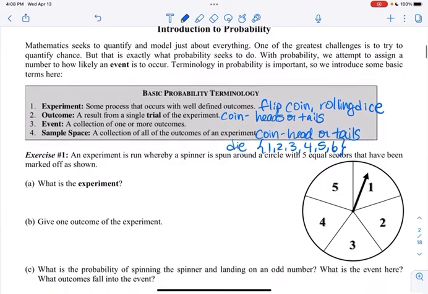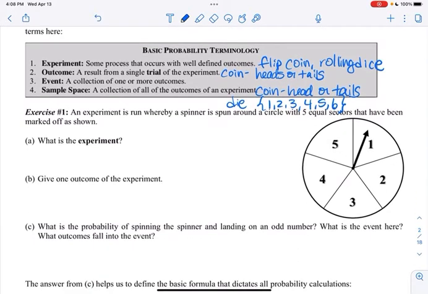So exercise 1, we have an experiment where the spinner is spun. You can see that there are 5 equal sections. The experiment is just spinning the spinner. One possible outcome is that it lands on a 5, but you could have picked any number.